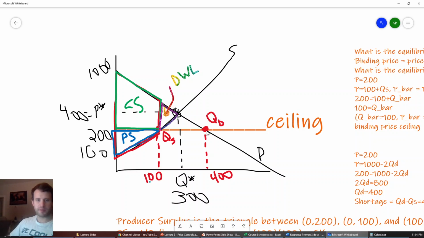Okay, so the amount of shortage then will be 400 minus 100 equals 300. If you're unsure if it's QD or QS, that matters in this case, but you are sure that it's a binding price ceiling, well, you could always memorize the fact that binding price ceilings always lead to shortages, binding price floors always lead to surpluses. Alternatively, you could have just seen that QS is lower than QD once you solve for them both. Okay?